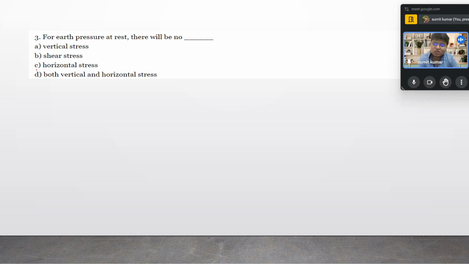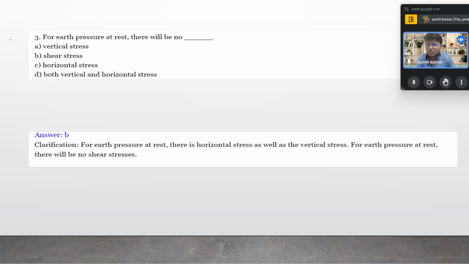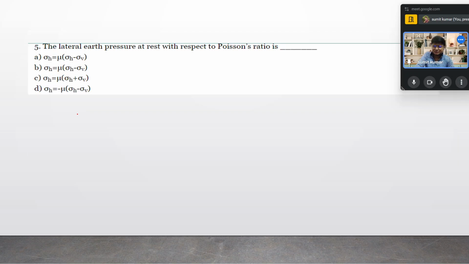Now we talk about the earth pressure at rest: there will be no vertical stress, there will be no shear stress, there will be no horizontal stress, or there will be. So option number B is the correct answer. No shear stress, because for the earth pressure at rest there is a horizontal stress as well as the vertical stress. For the earth pressure at rest there will be no shear stress. Right, exactly rightly said.